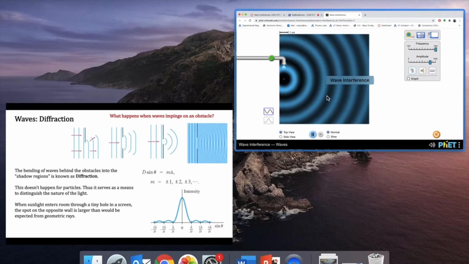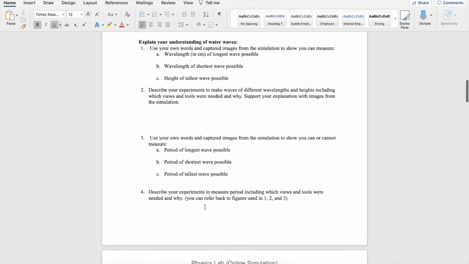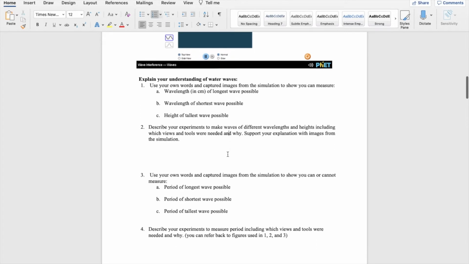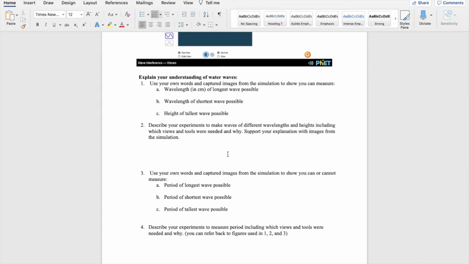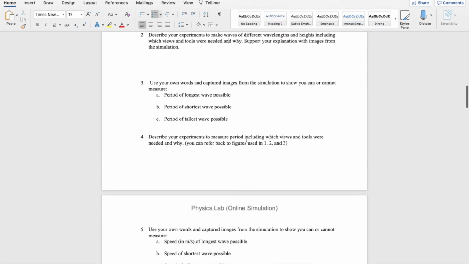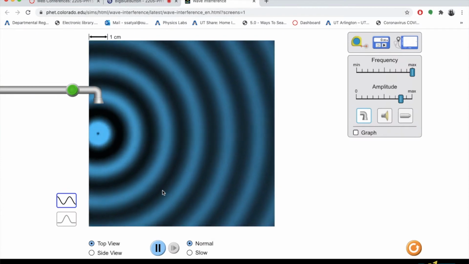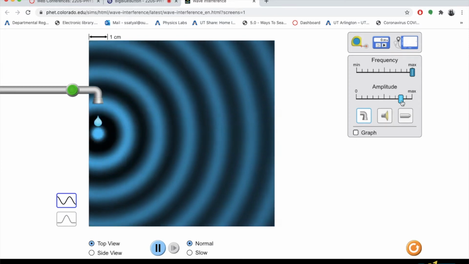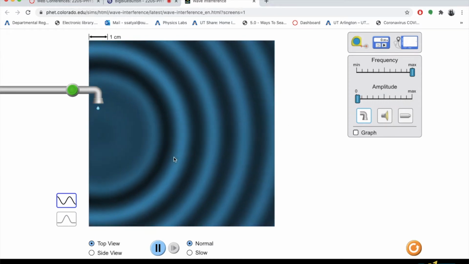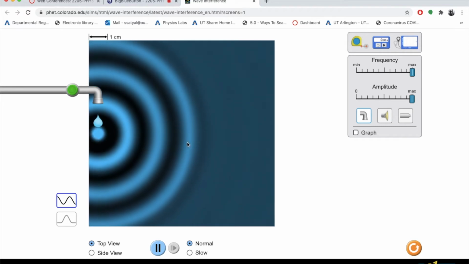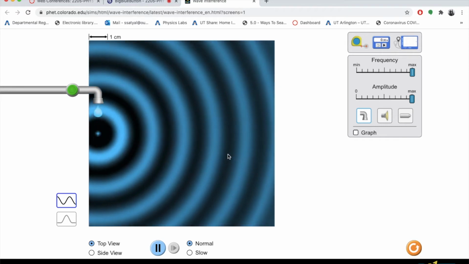here are the questions. So wavelength in centimeter, longest wave possible, wavelengths of shortest wave, height, period. So you'll have to measure all these geometrical properties of the wave based on here. How do you do that? So first, play with it and see when it creates this longest pattern, the longest band of bright and white lines here, which represents the troughs and crest.